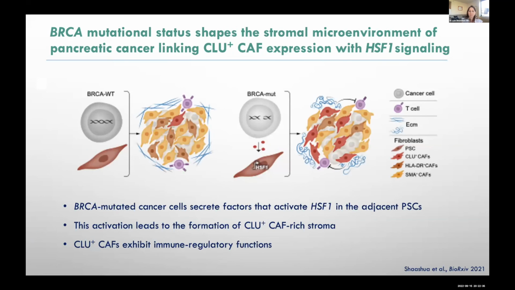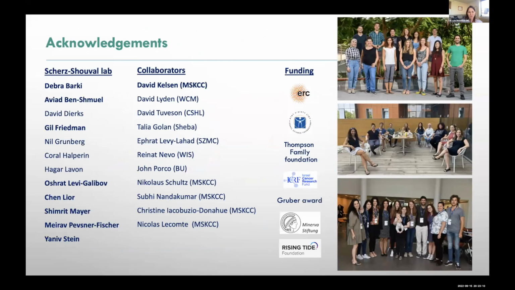So in summary, we found that BRCA mutant cancer cells shape the stromal microenvironment in a different way. They secrete some factors that cause the activation of HSF1 in the PSCs, the naive fibroblasts. That causes a shift of CAF composition towards more clusterin positive CAFs, which have an immune regulatory effect. I didn't show all the work, but this is what I chose to show now.